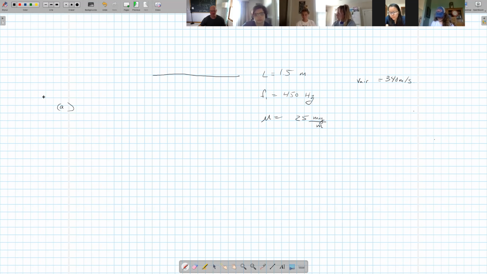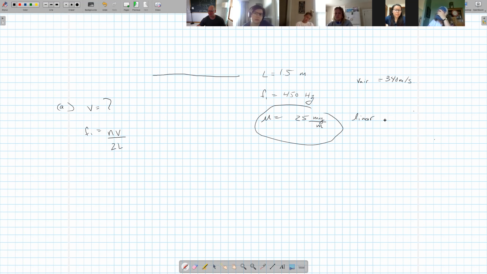For part A, the first thing we want to know is what is the speed of the wave on the string. So how would we do this? Well, we know that the fundamental frequency is equal to the harmonic times the velocity of the wave on the string divided by twice the length of the string. What does mu mean in this case? Mu is what we call the linear mass density. It's the mass per unit length of the string, so this has to do with the property of the string itself. So this is the mass per length, so this is mu.